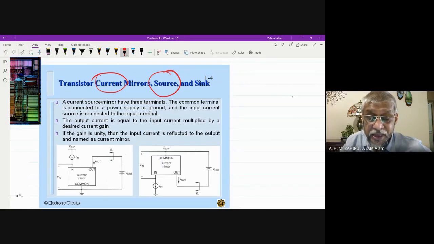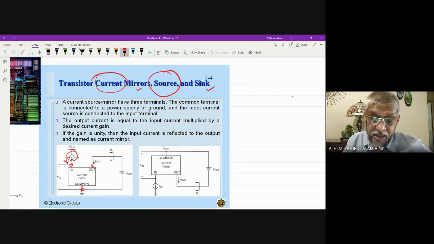But here we have the current mirror and sink. Let us see what this means. A current source or mirror has 3 terminals: this is 1, 2, 3. The common terminal is connected to the power supply or ground, and the input current source is connected to the input terminal. So this current is coming to this.